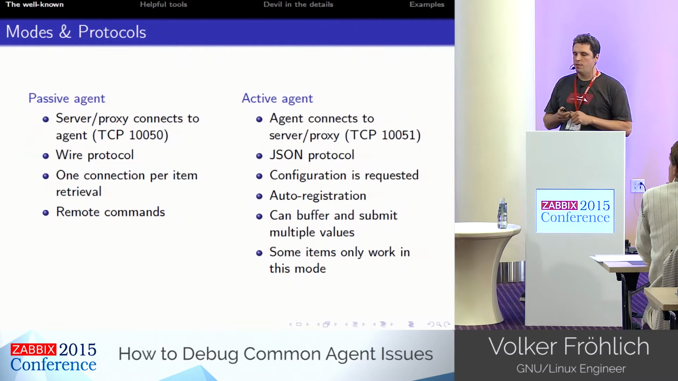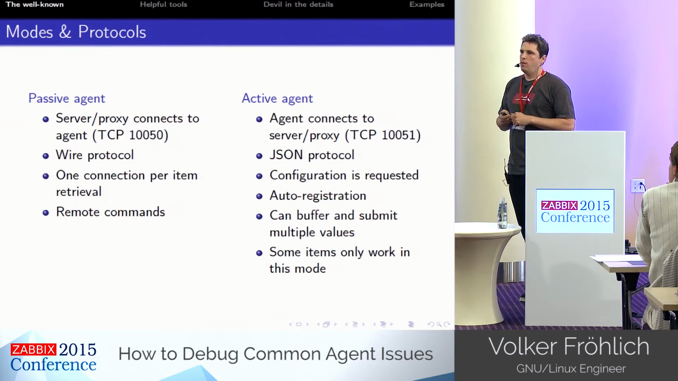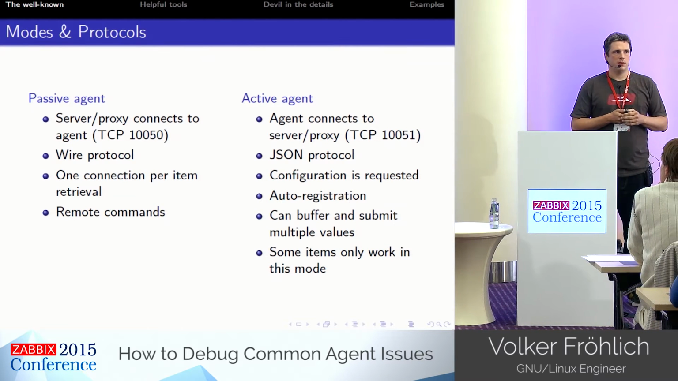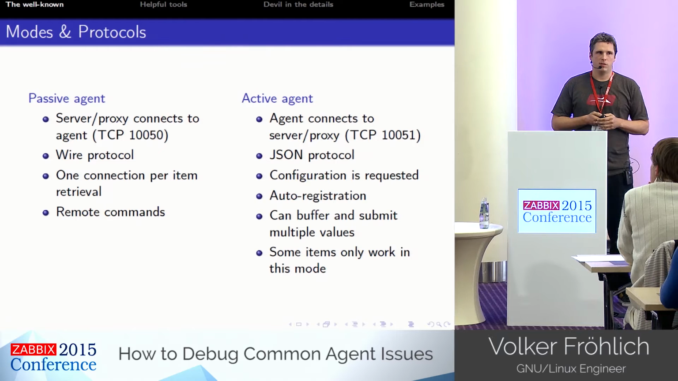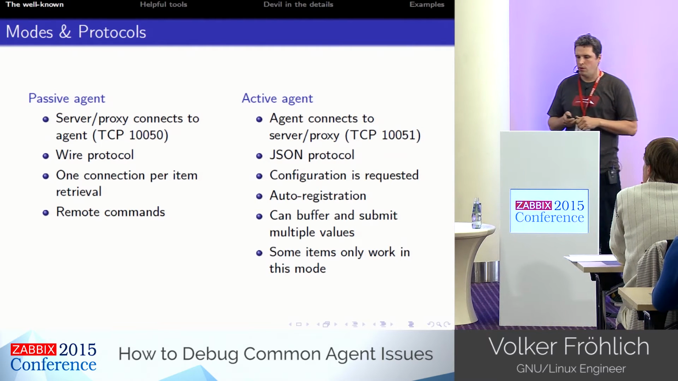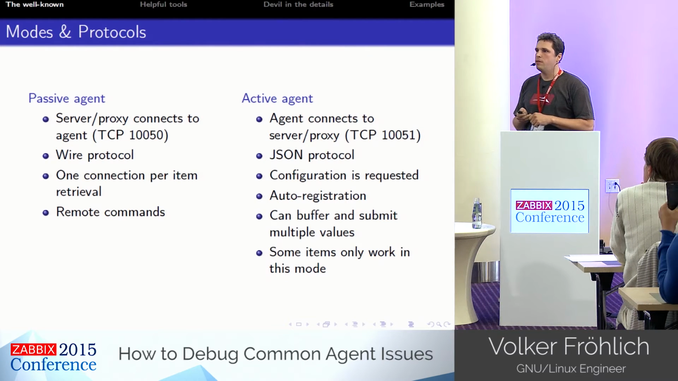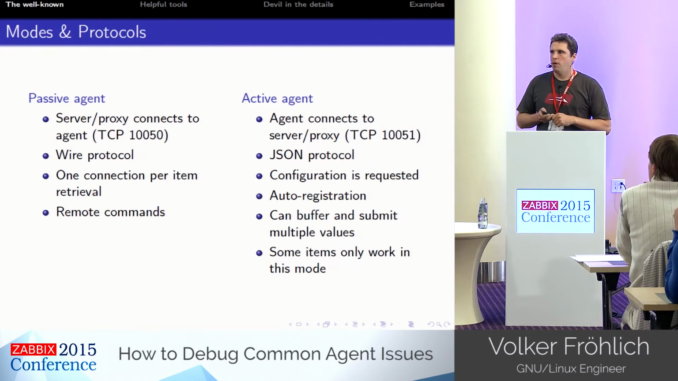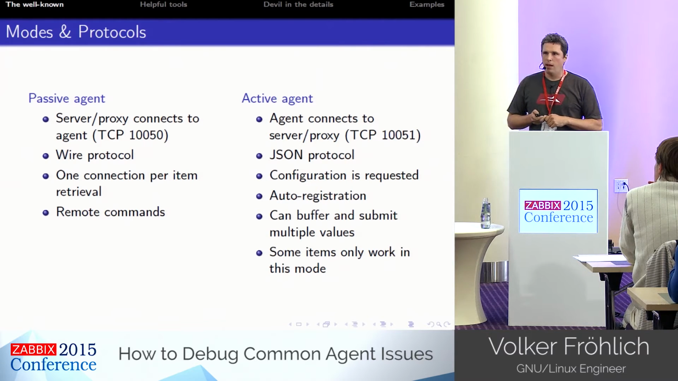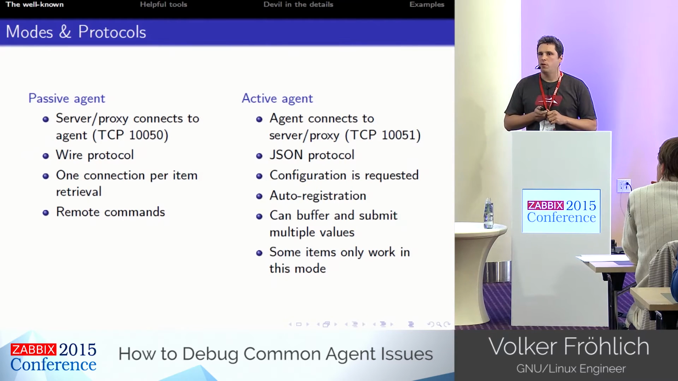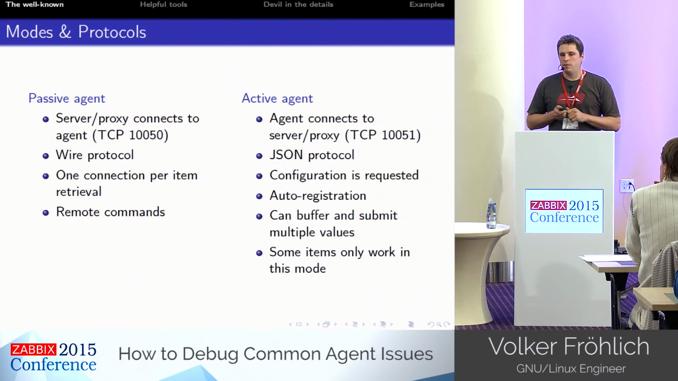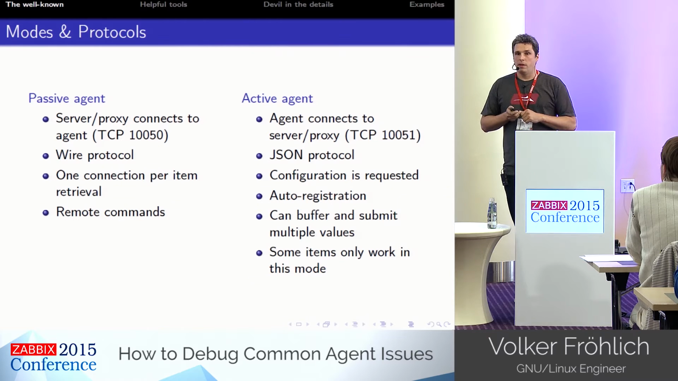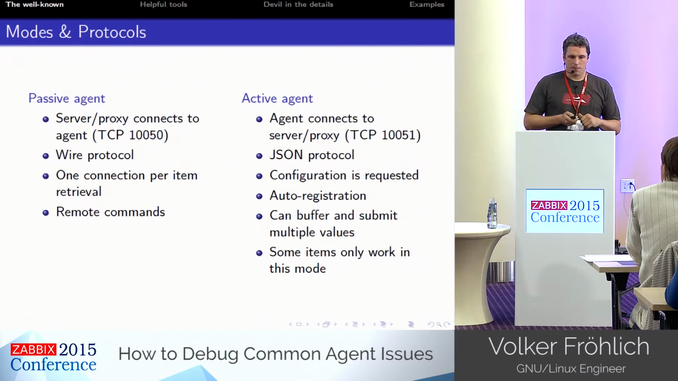It has some nifty features that go with that. One is called auto-registration, where the host would register to the Zabbix server, so you don't have to configure it on your own manually. And it has the advantage that it can buffer data for a brief period of time in memory. And that's probably one of the first gotchas. Some items only work in active mode. Most prominently, probably the only one is log file monitoring.